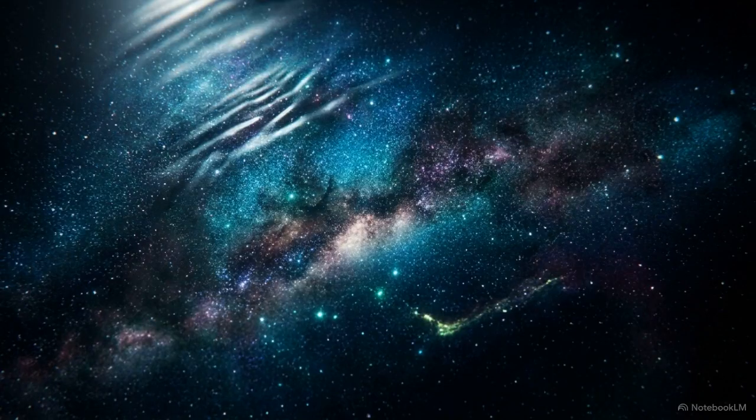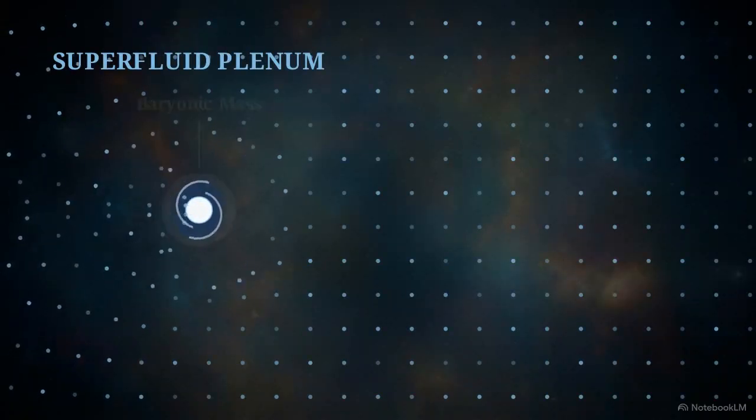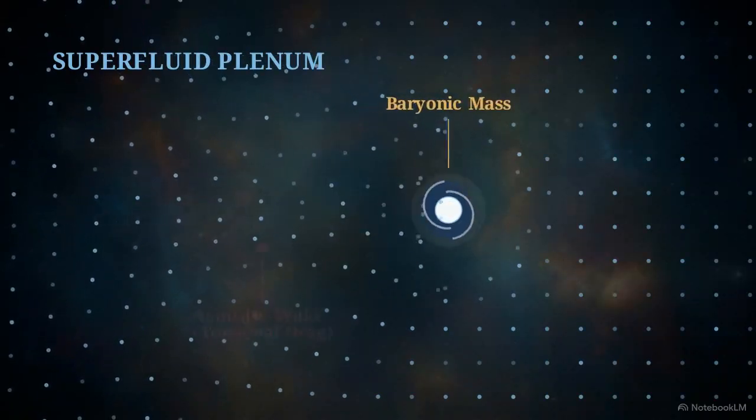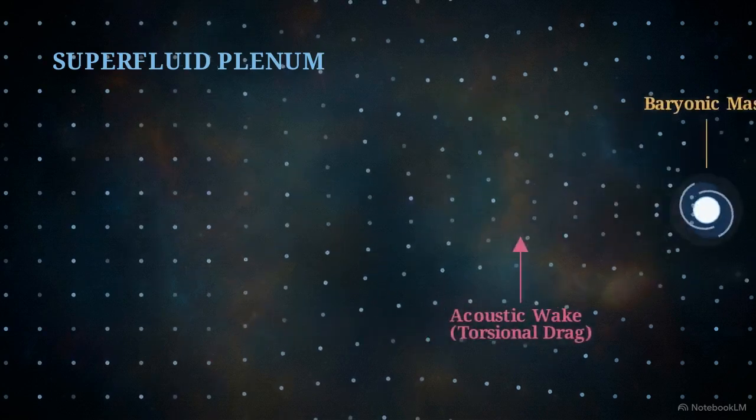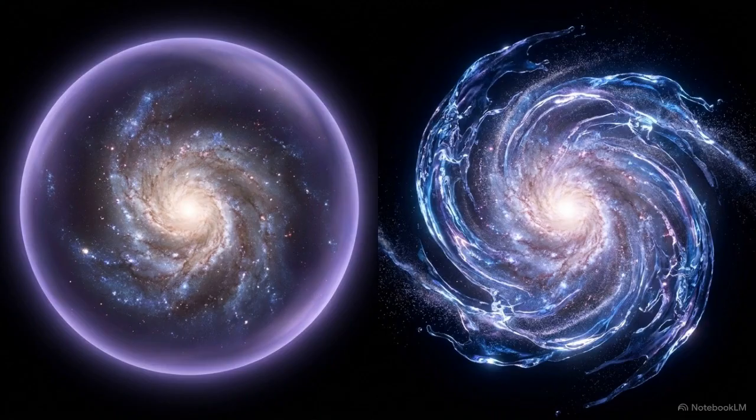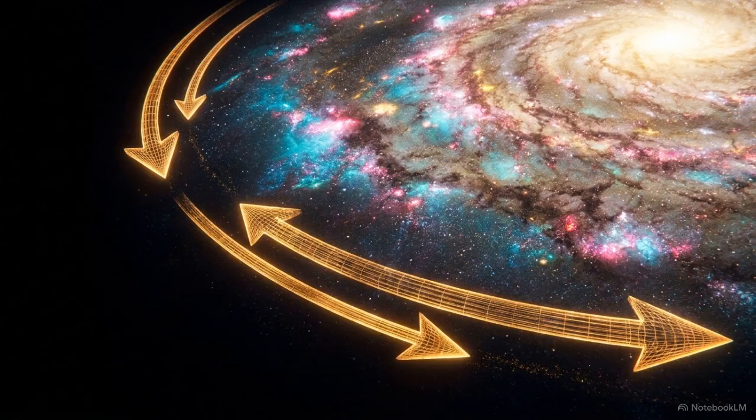This toroidal manifold contains an active superfluid plenum. As galaxies spin through this medium, they displace the fluid. This generates a sustained acoustic wake that trails behind the baryonic mass. Standard cosmology measures this hydrodynamic drag as dark matter. In the ITSM, the gravity of a halo is the physical resistance of the vacuum plenum itself.